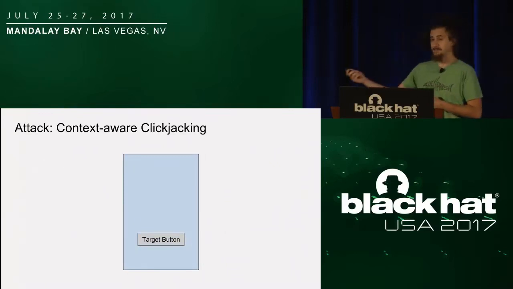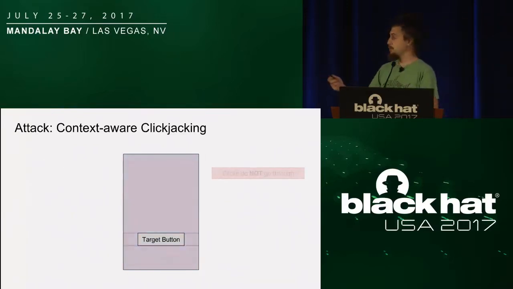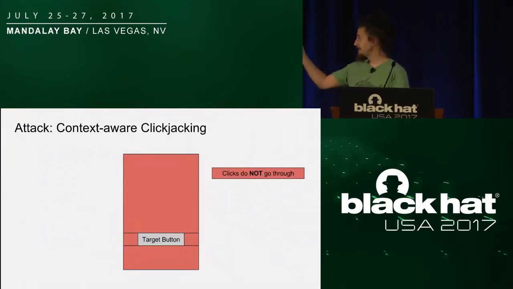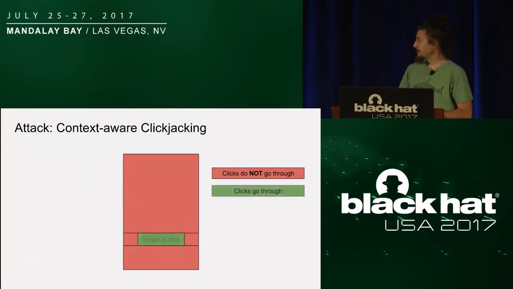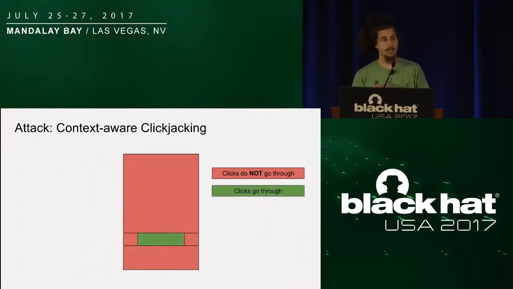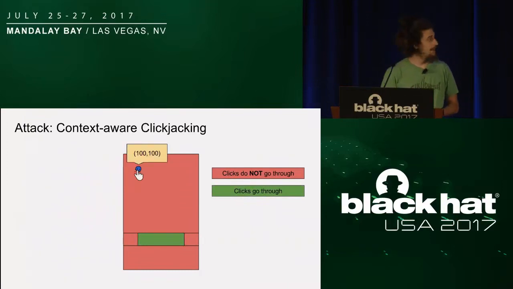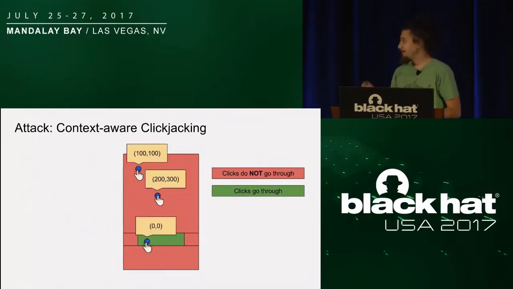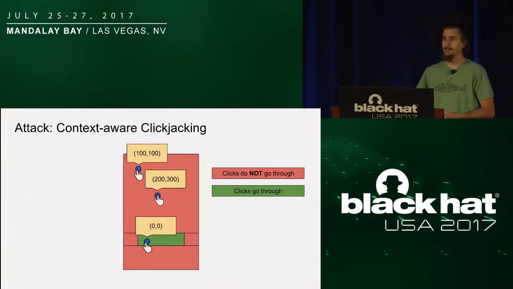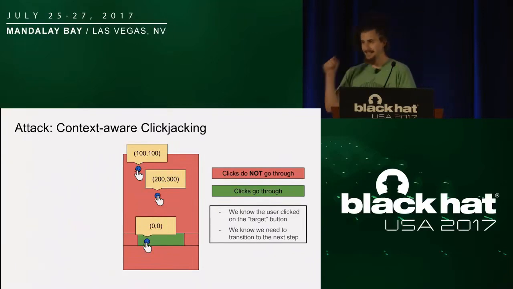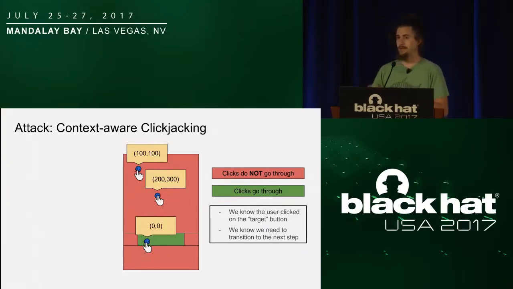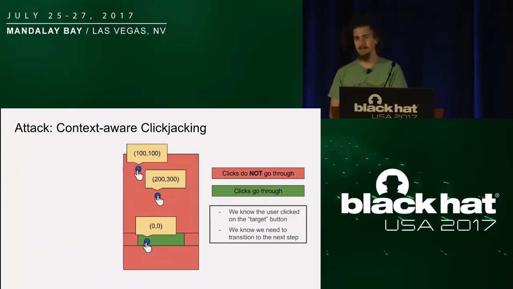We want the user to click this button. What we could do is cover everything but the button with some overlays for which the clicks do not go through. Okay? And the remaining part, you actually cover with an overlay for which clicks actually go through. Now, if you click here, you're going to get some coordinates. Same if you click here. But if you click here, you're going to get 0, 0 because of the security defense I mentioned before. And so the attacker knows exactly that the user clicked exactly where he wanted, and we can go to the next step. So you can adapt and go to the next step.